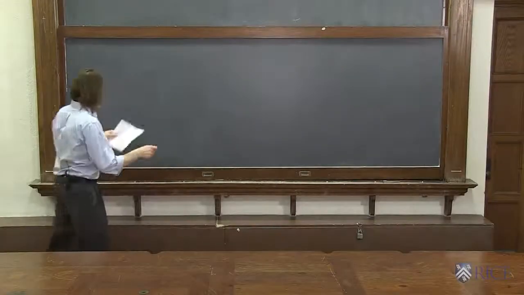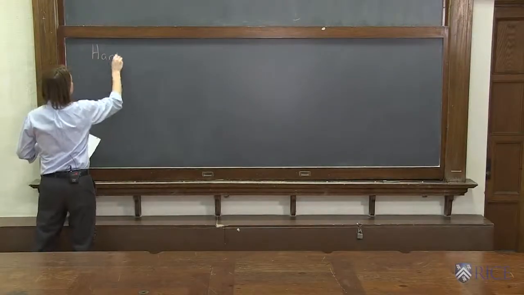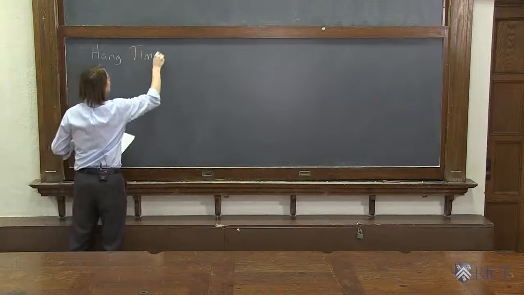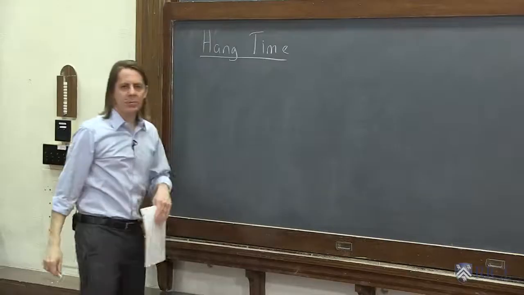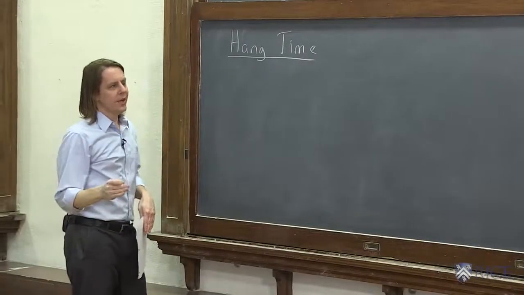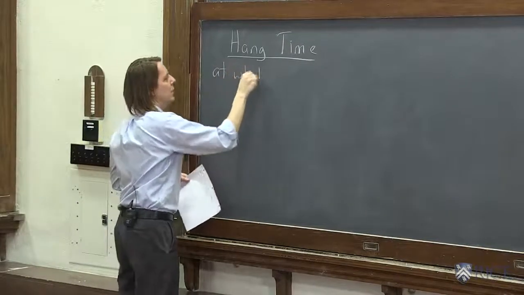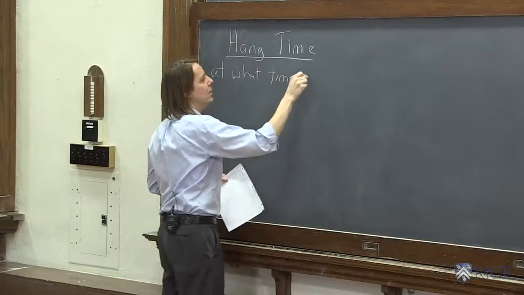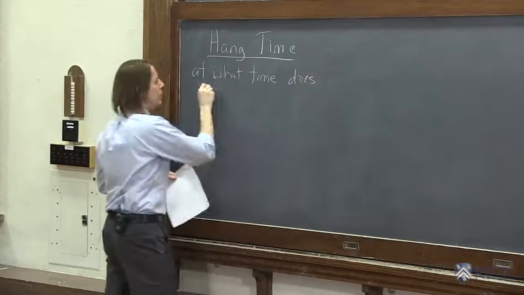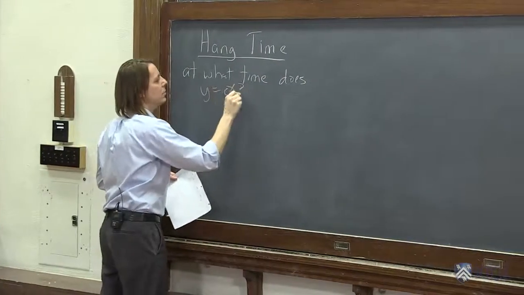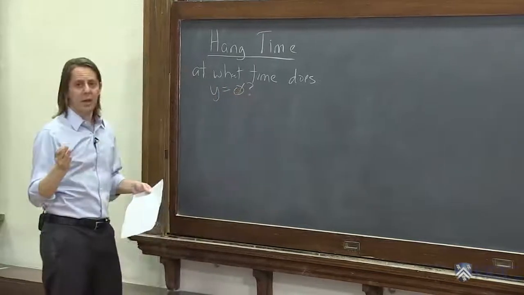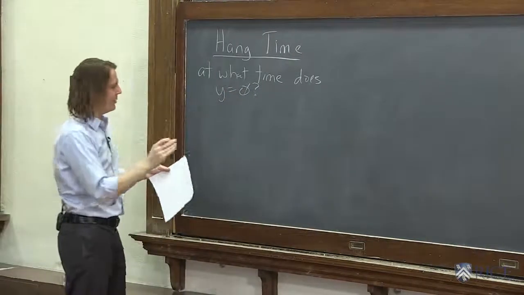Okay, let's calculate those three components. The first that we'll do is hang time. How long was the object in the air? To figure that out, you have to talk to the equation and say, at what time does y equal 0?